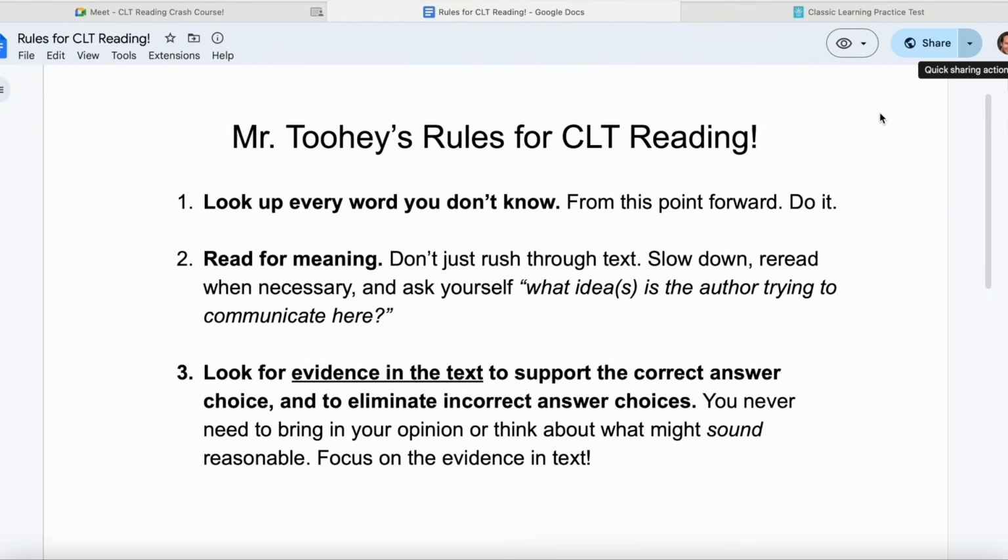The nice thing is if you can make this your habit in all your reading, whether you're reading for pleasure or reading for your schoolwork, then all the reading that you're doing, if you're reading the right way, becomes CLT prep. If you're reading the right way. Does that make some sense, Michael? Yes, it does.